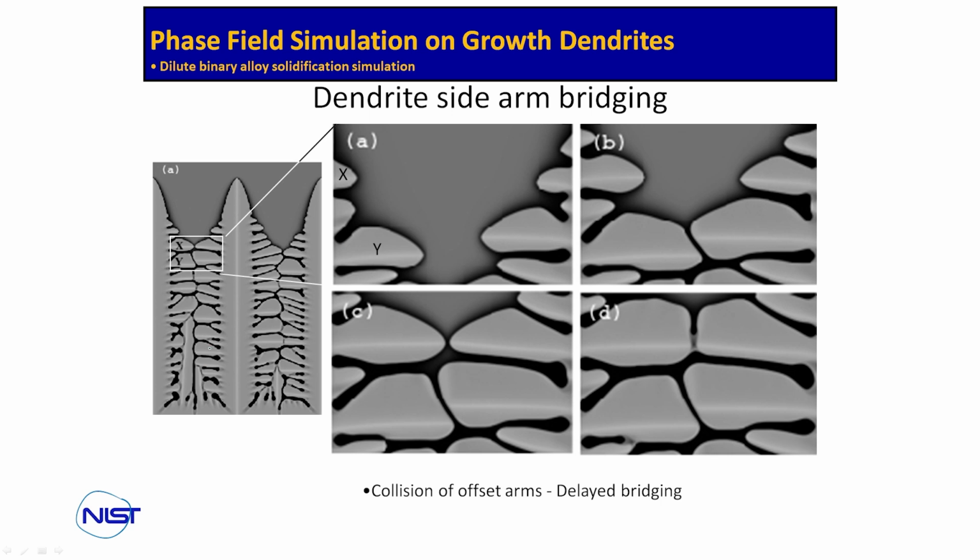Not only that, one can see even the secondary arms, the dendrite side arms, are branching. Can you see that? They are forming branches, right? Here also they are branching, correct? That can also be tracked.